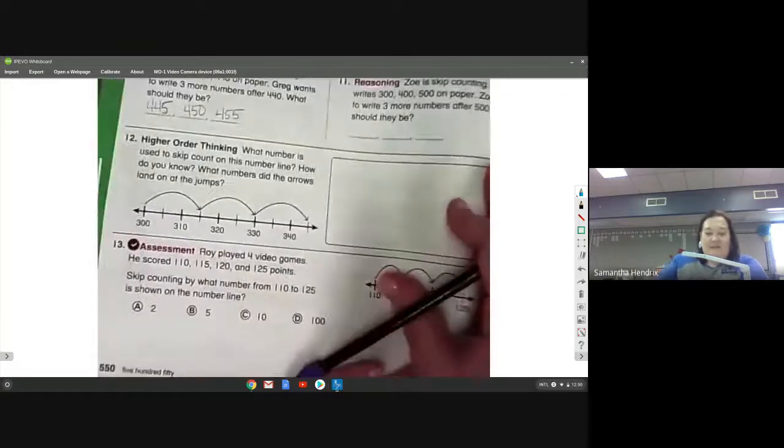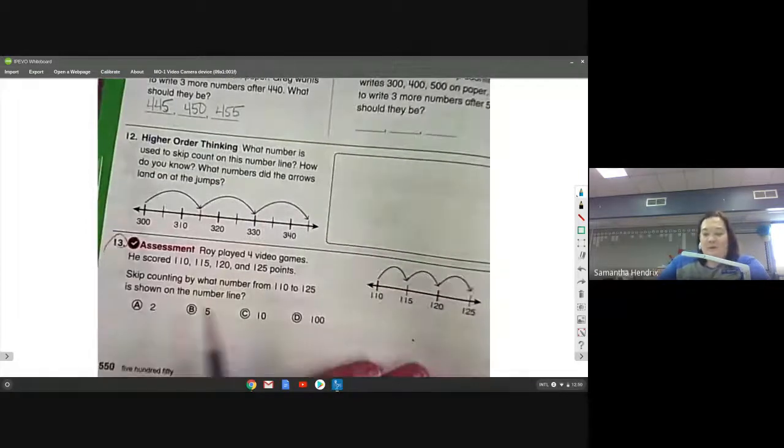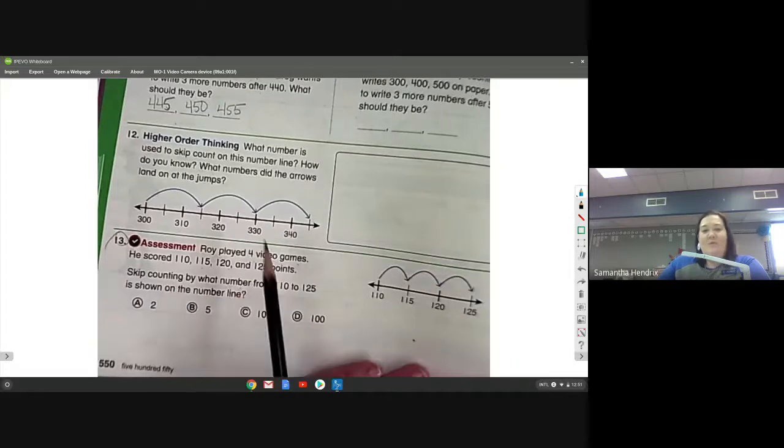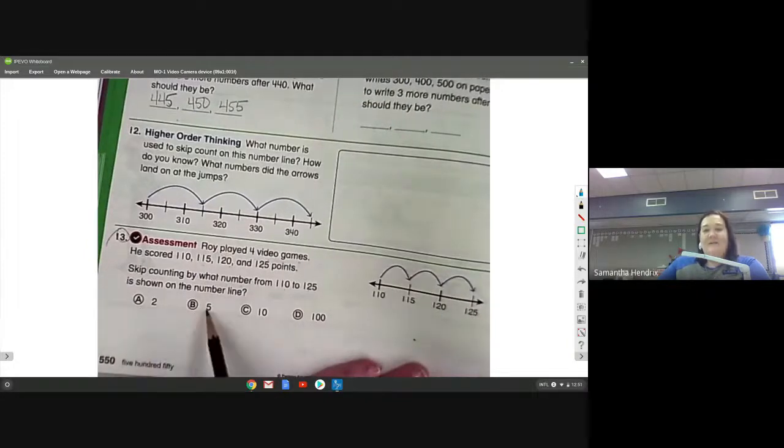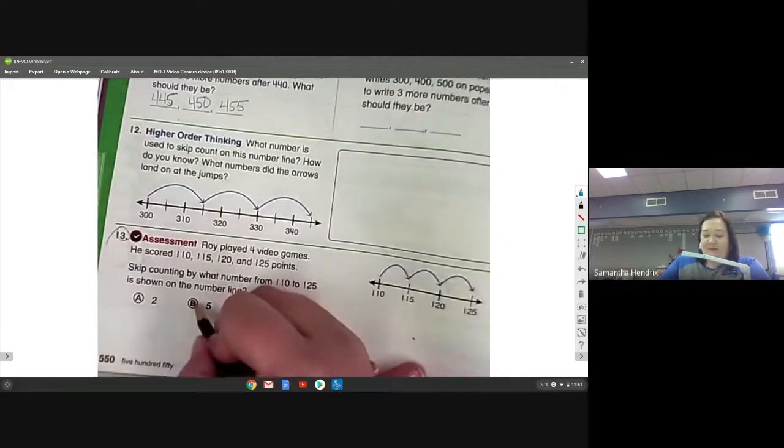Let's look down here at number 13. Roy played 4 video games. He scored 110, 115, 120, and 125 points. Skip counting by what number from 110 to 115 is shown on this number line. So we have 110, 115, 120, 125. Are we skip counting by 2s, 5s, 10s, or 100s? 5s, very good. Color in that bubble.